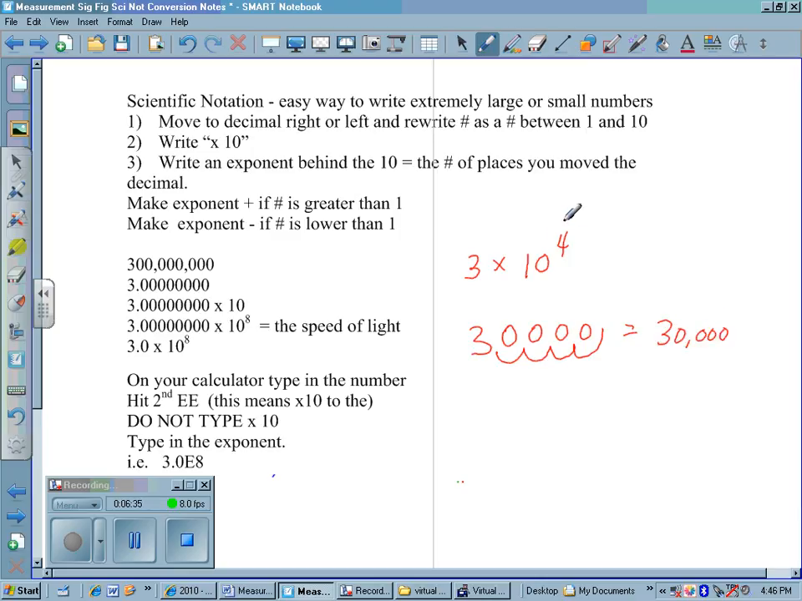Now what if this exponent was negative? Let's say it was 3 times 10 to the negative 4th. Well, that means your number is going to be less than 1. So I'm going to start off with 3. But this time, I have to move the decimal so it's less than 1. So 0.3 would be 1 spot, 0.03 would be 2 spots, 0.003 would be 3 spots, and 0.0003 would be 4 spots. So 3 times 10 to the negative 4th is equal to 0.0003.